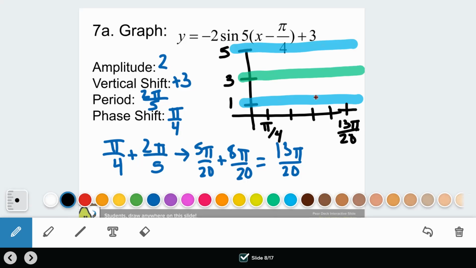Now, when we're doing this, my sine, I start at 0. Let me make this a little bigger. I start at 0, I end at 0. Halfway in between will be my 0. And then since this is negative, I'm going to go down and then up. And here is my sine graph.